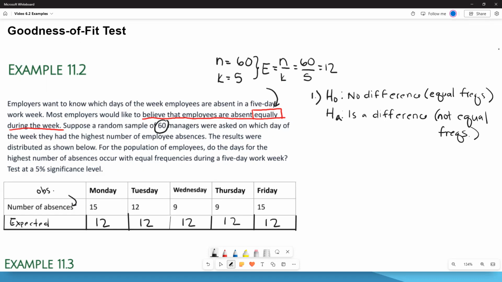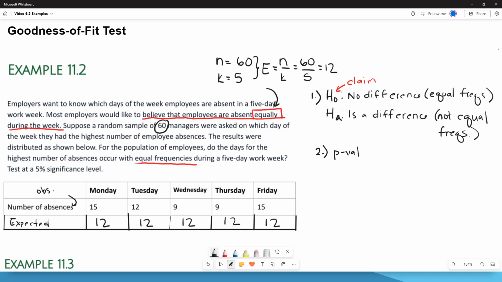And then we need to label one of those as our claim. And it says the results were shown for the population of employees. Do the days for the highest number of absences occur with equal frequency? This is what they're asking us to test. So they're asking us, is the null hypothesis true? So that's our claim. That's going to affect how we write our answer in step 4, but we don't have to worry about that so much now. We do need to figure out our p-value.